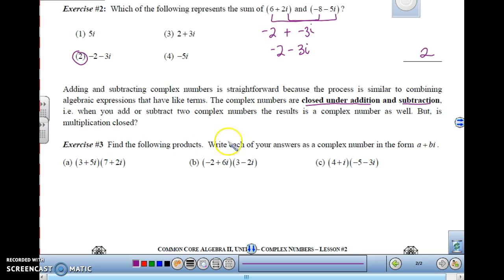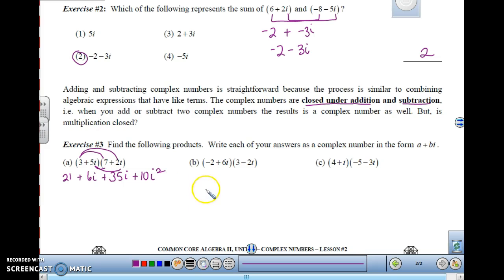Find the following products. Write each of your answers as a complex number in the form a plus bi. All right, so if I want to multiply here, this is 3 plus 5i times 7 plus 2i. It looks like two binomials, because it is. So how do we multiply two binomials? We FOIL. 3 times 7 is 21. 3 times 2i is 6i. 5i times 7 is 35i. And 5i times 2i is 10i squared.